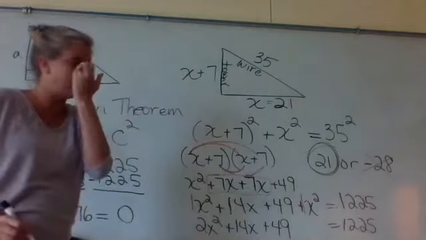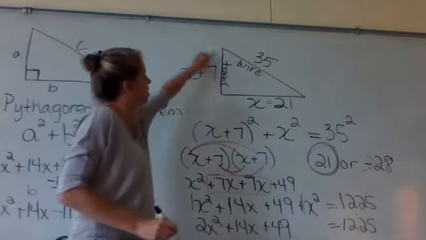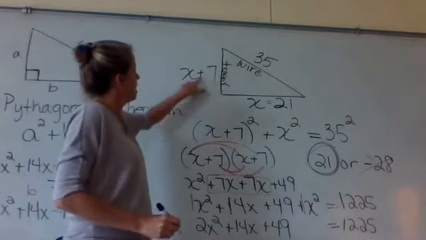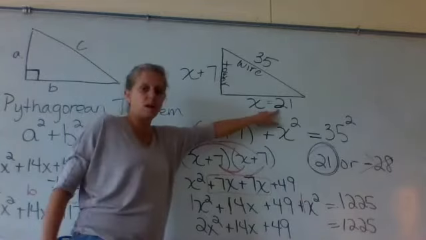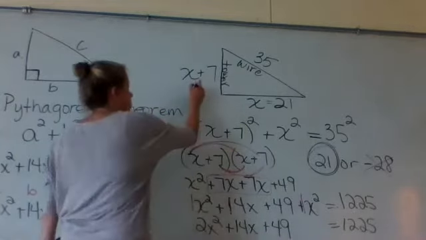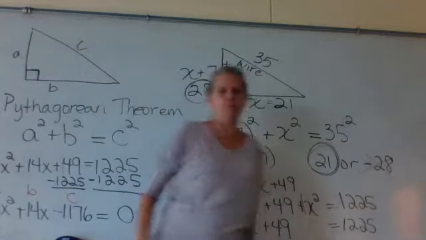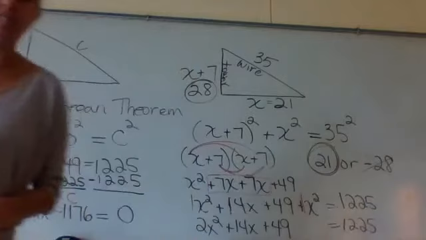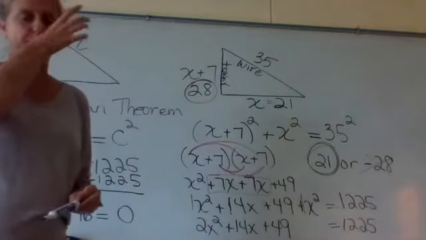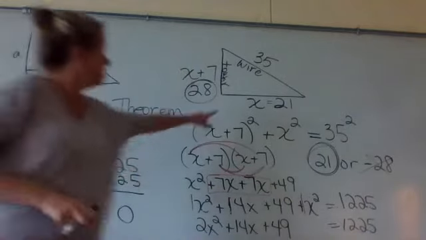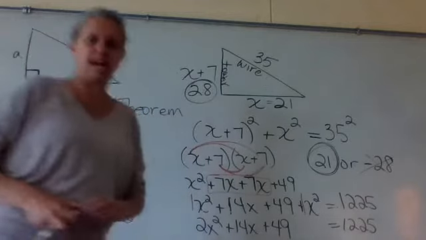Now, this is not a coincidence. The height of the tower, look what it is. X plus 7. So 21 plus 7, which is 28, which is actually just the positive of what that other number was. That is not a coincidence. That's what's happening on that problem. So 21 and 28.